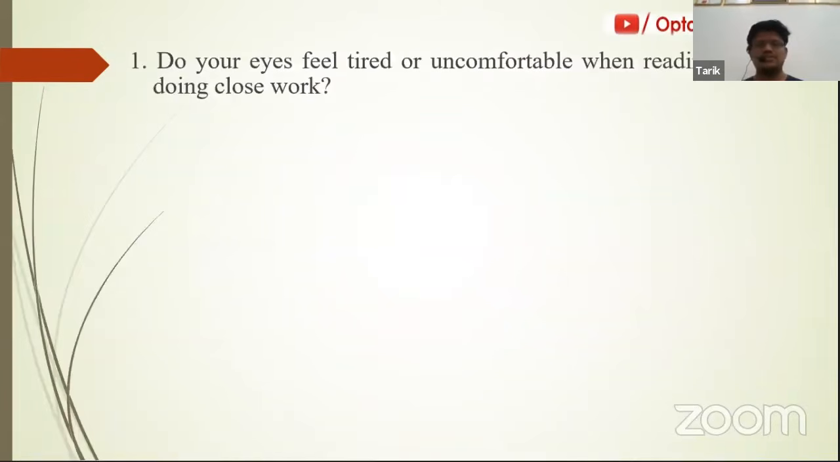The first question which you generally ask is, do you feel tired or uncomfortable when reading or doing close work? This question very specifically gives you an idea whether the patient has a problem while reading, or near work, or is it for distance. If the patient is telling you yes, then most of the time it is either your accommodation or your convergence which is getting affected.